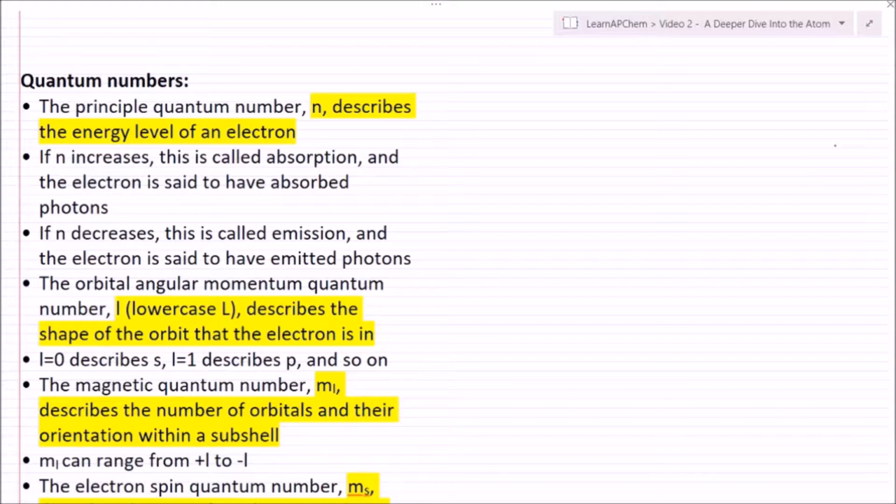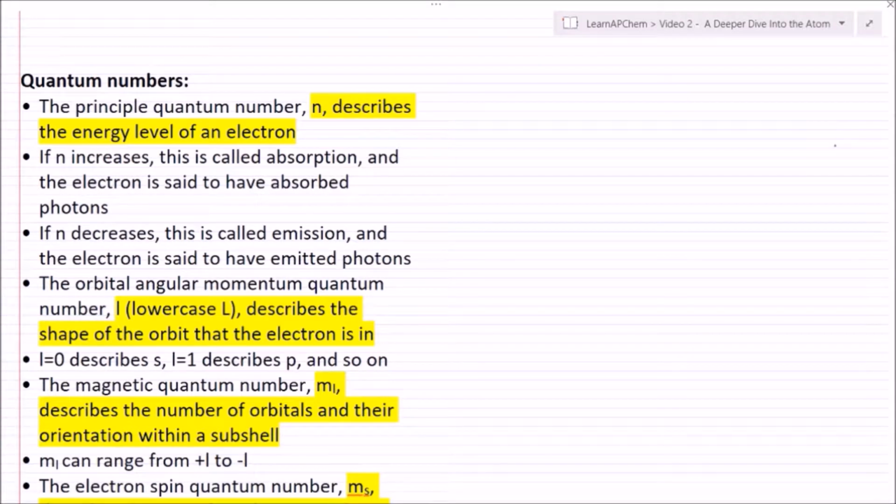Alright, so let's talk about quantum numbers now. In general, a quantum number is just describing something about the electron. So we'll start with the principal quantum number, n, which describes the energy level of an electron. So you're already familiar with this. N equals 1 is our first energy level, n equals 2 second, etc., etc.